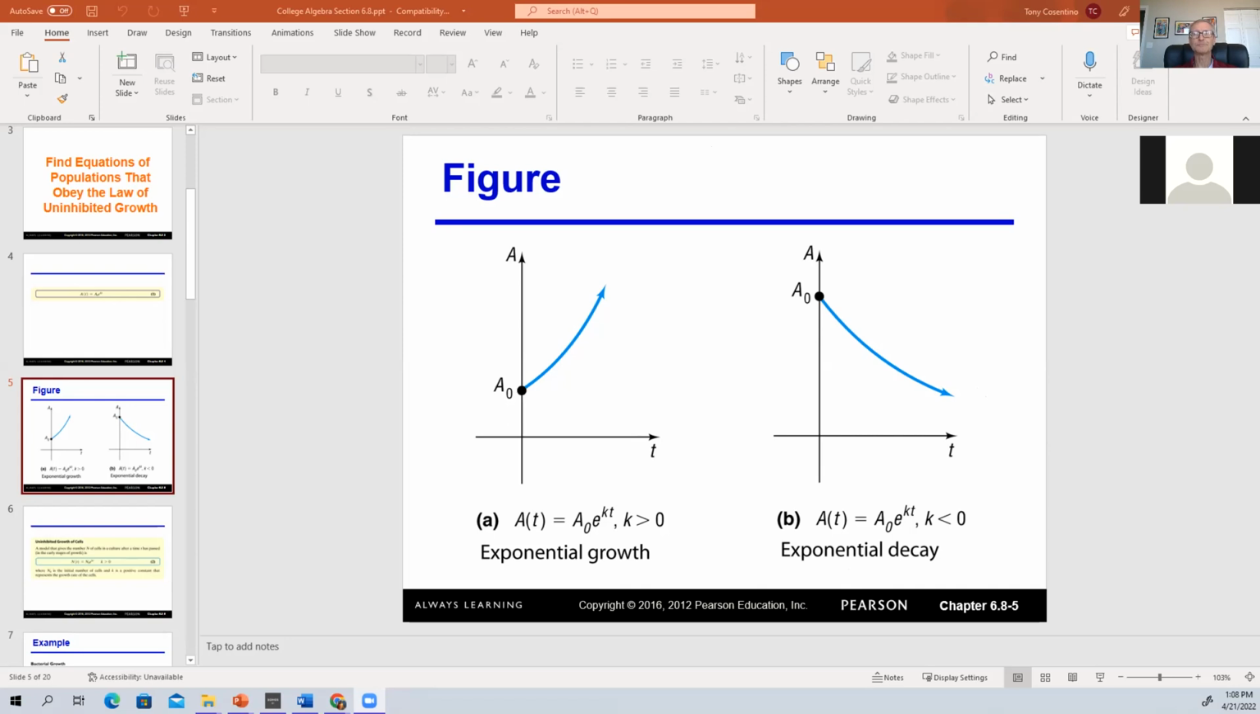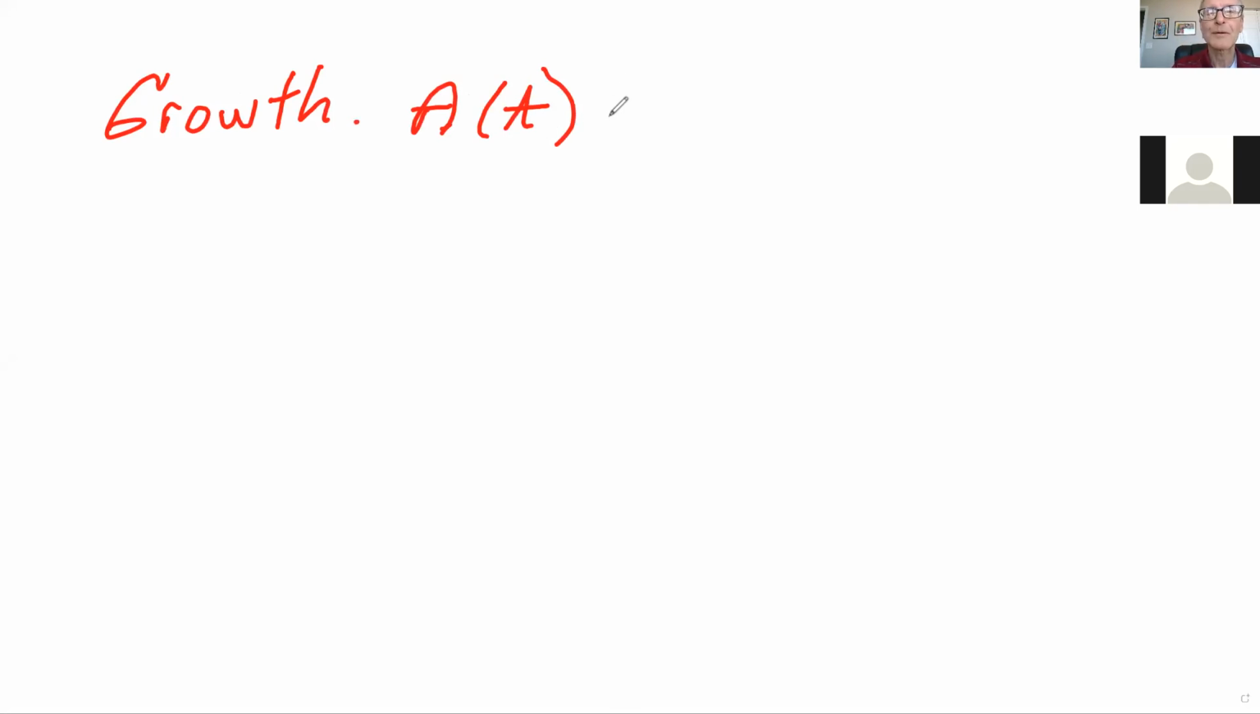So let's start with growth. They use different letters here. Most of the time, it looks this way: the amount of whatever we're trying to measure, A stands for the amount, A of t, is the initial condition, which would be A0. And e is our base, 2.71727, that's the natural base. And then k is our growth rate, and t is time. So A0 is the initial condition.